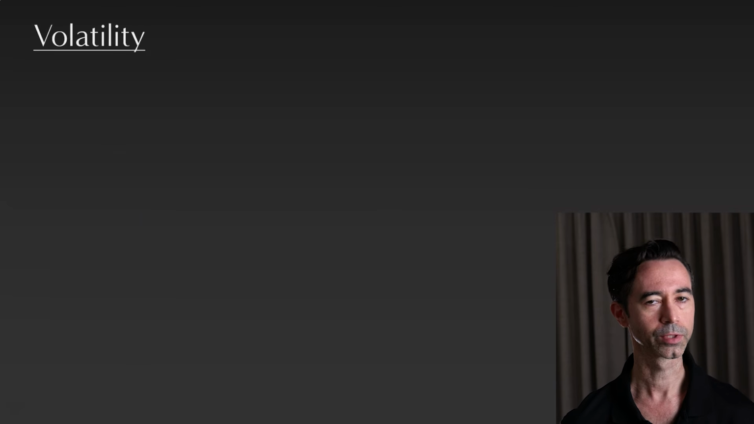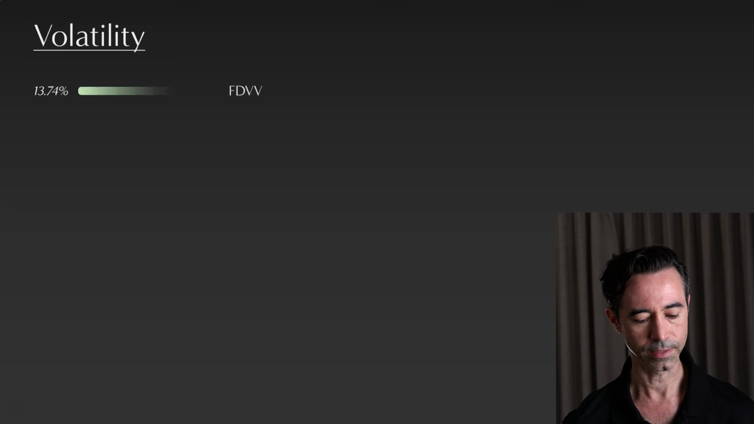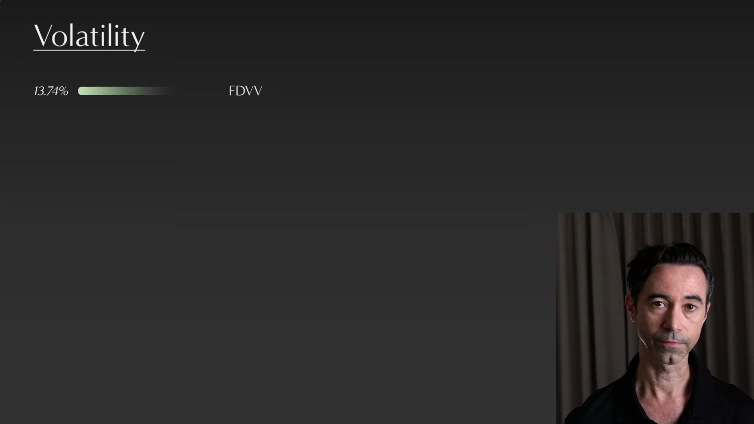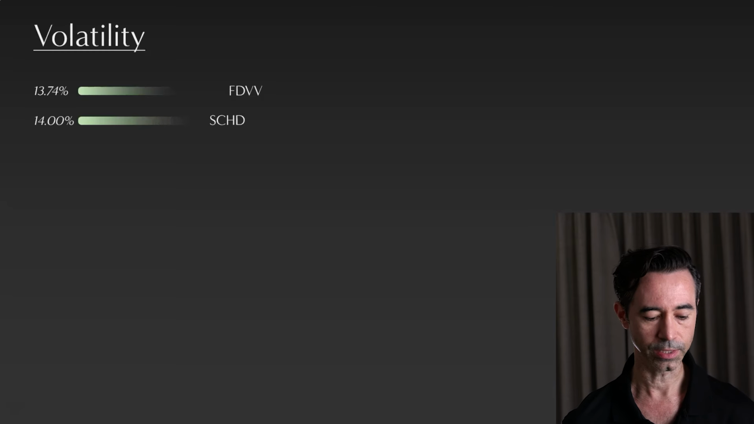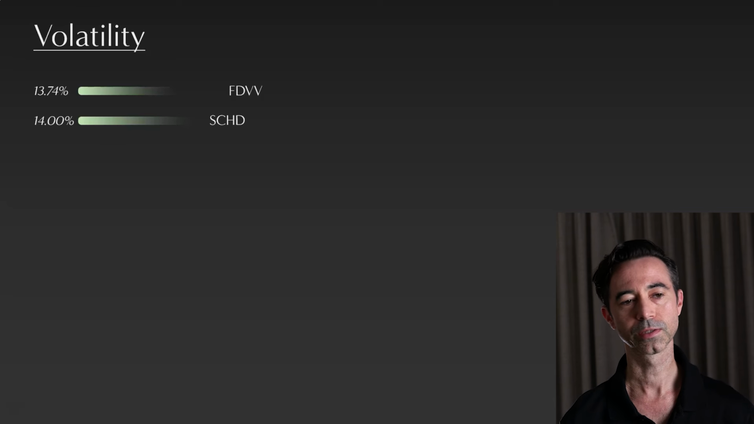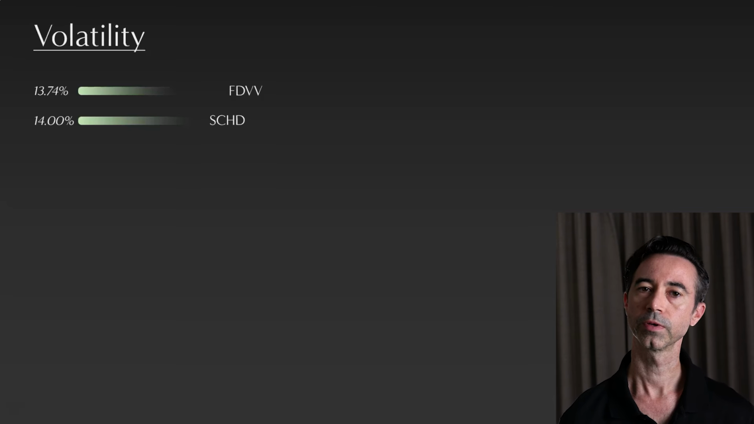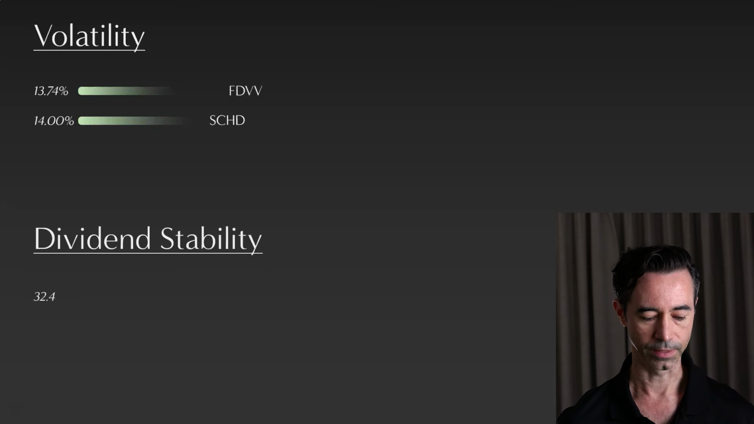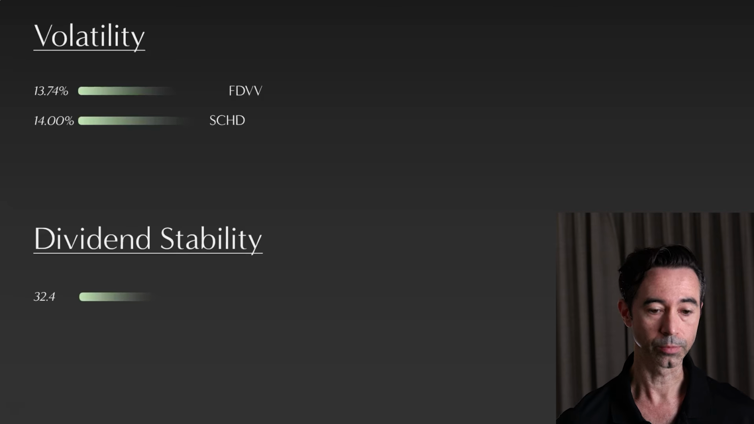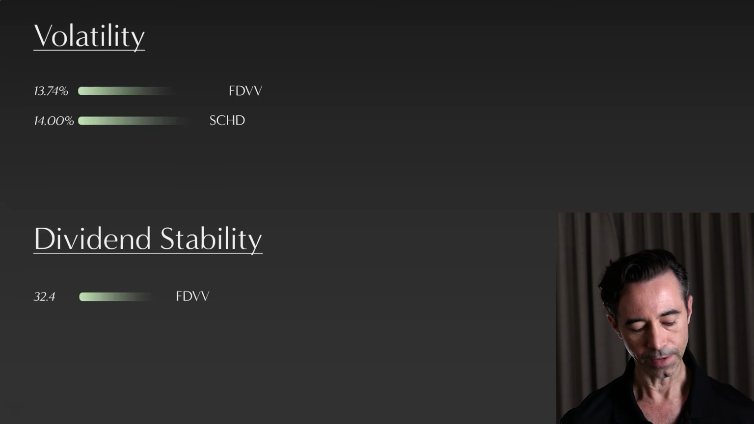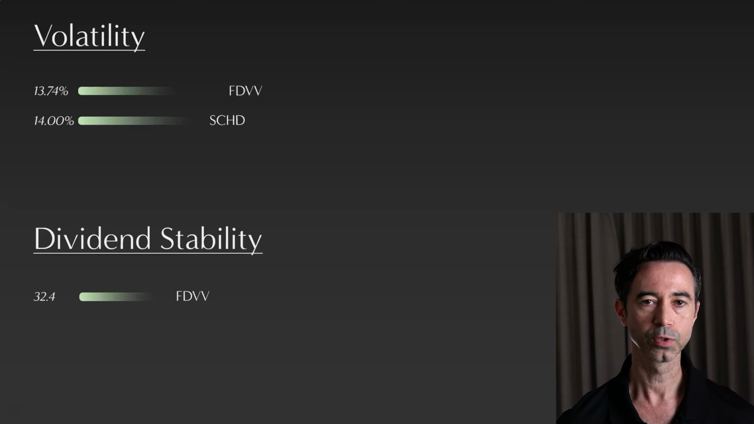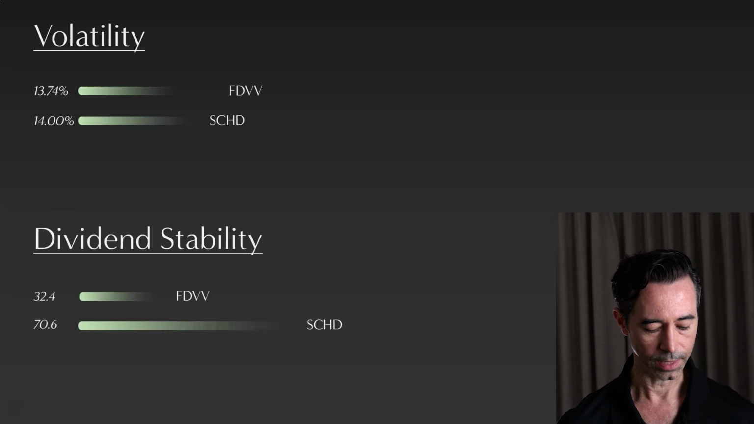But then you have volatility, which is kind of interesting. The volatility on FDVV is 13.74%, and it's less than SCHD's, which is 14%. So the max drawdown was more for FDVV, but it's a bit less volatile than SCHD in general. But this now brings us to one of my issues with FDVV, and it's the stability of the dividend. I have this thing called the dividend stability score that I use. I want to know how stable a dividend is for an ETF, and FDVV's is not very good. It's a 32.4 dividend stability score when SCHD has a 70.6.